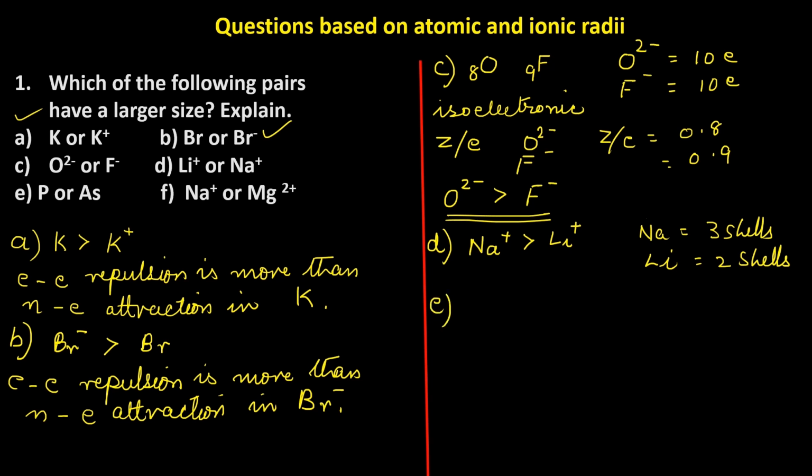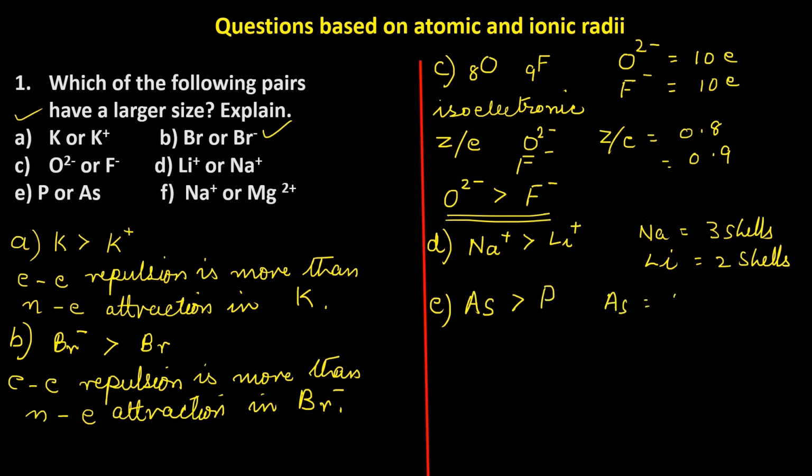Next one, E. Phosphorus or arsenic, which is bigger. Both are neutral atoms. Phosphorus belongs to the 3rd period and arsenic belongs to the 4th period. They belong to the same group. So, arsenic is bigger than phosphorus.